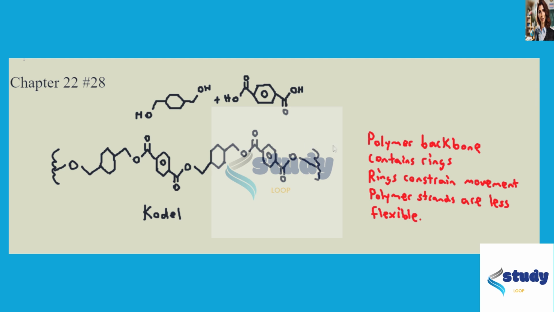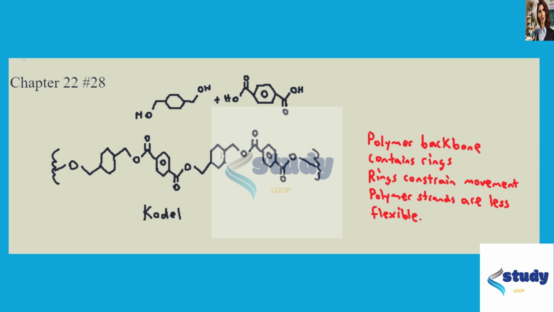And then we're asked to explain why this is a stiff polymer. It's used to make clothing that's crease resistant and somewhat difficult to fold. And the answer is that the polymer backbone here contains rings. It contains a lot of rings, both cyclohexanes and aromatic six-membered rings. And so rings constrain movement. So remember, these carbons are sort of locked into place because this is a ring.